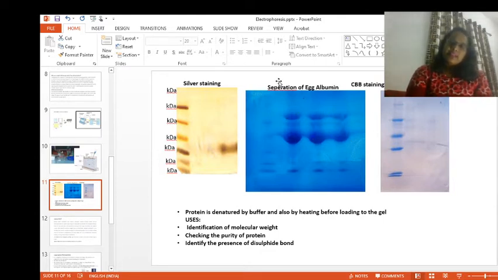So this is the separation of egg white. This gel shows the separation of egg white. This is partially destained and this is completely destained. The egg white is separated into different proteins. We can see different bands, and this thicker band is for the egg albumin. And here this is another purified protein, and we can see a band in this region. This is another purified protein, and we can see a band here.